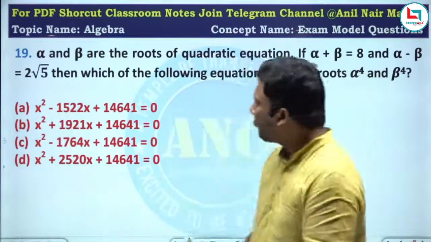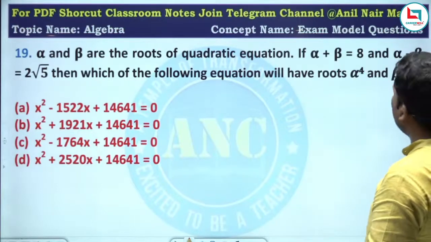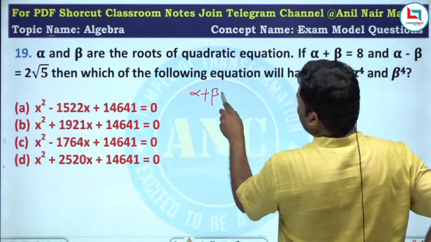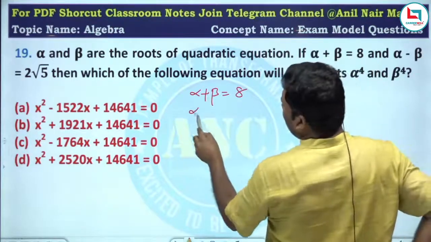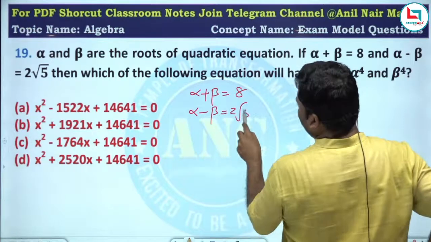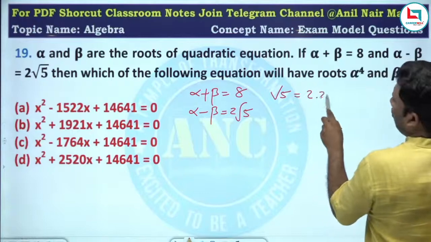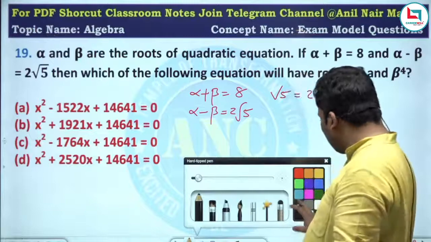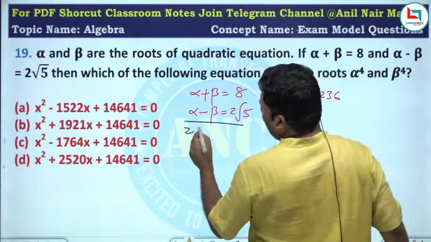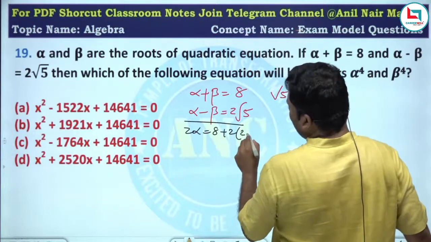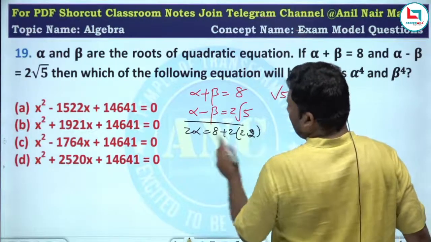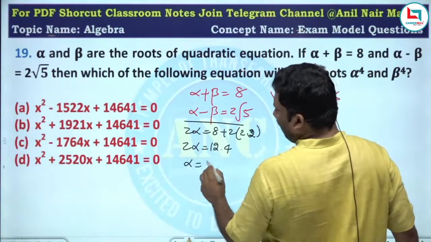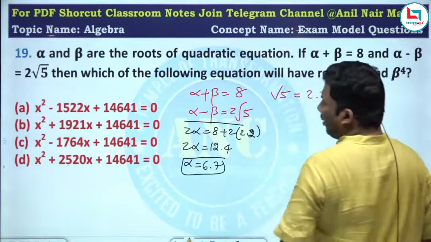Let us see here. If alpha and beta are the roots of the quadratic equation, alpha plus beta is 8, and alpha minus beta is 2 root 5. Root 5 value is 2.236. Now see here, 2 alpha is equivalent to 8 plus 2 into 2.23. That means 2 alpha is around 12.4. So alpha is 6.7.